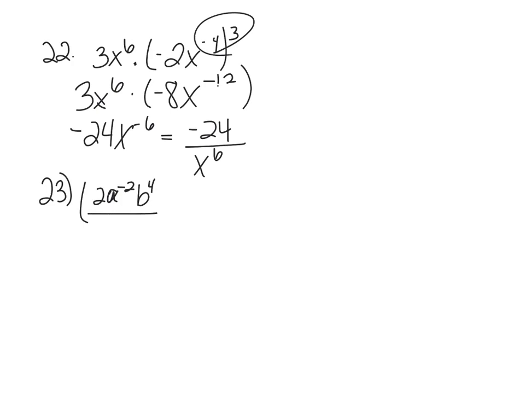And number 23, to the negative 4 power. So I'm going to simplify inside. I get 3 in the denominator. 2 goes into 6 3 times. Negative 2 minus 3 is going to be a to the negative 5.